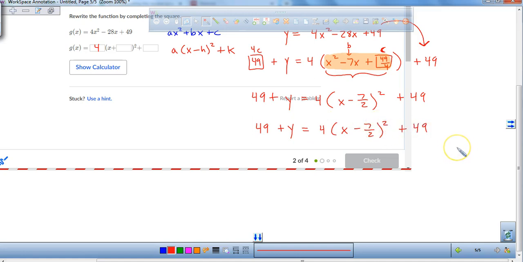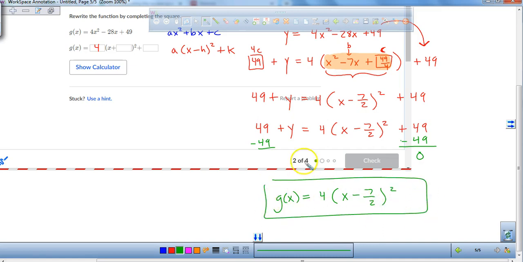All right, so here we go. The very last step is simply to subtract 49 from this side and subtract 49 from this side. And that zeroes out. So, what is g of x equal to? g of x is equal to 4 parentheses x minus 7 over 2 squared. That's what g of x is equal to. So I'm going to put 7 over 2 and a 0 right there.